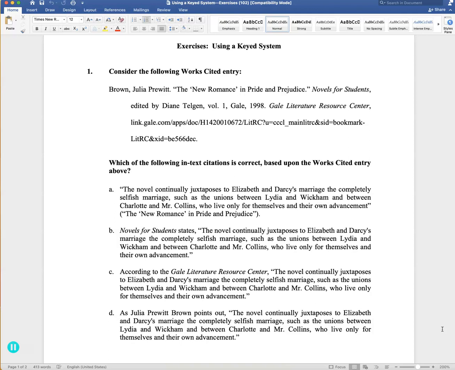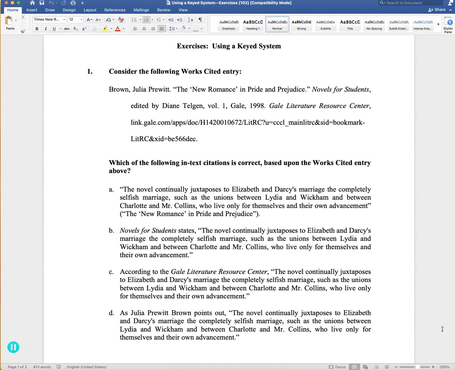And the key thing with doing that is, number one, make sure you have a signal phrase to introduce a quote. But number two, and what I want to really focus on today, is to make sure that you are matching the first word of the works cited entry for your source to something in either the signal phrase before the quote or in the parentheses after the quote. That's what a keyed system means.